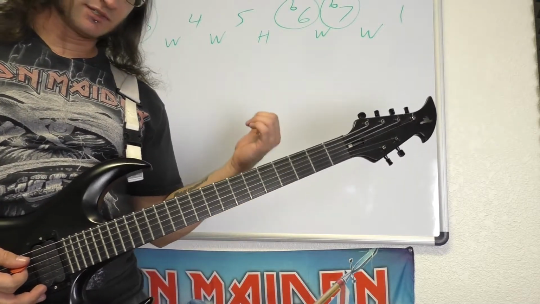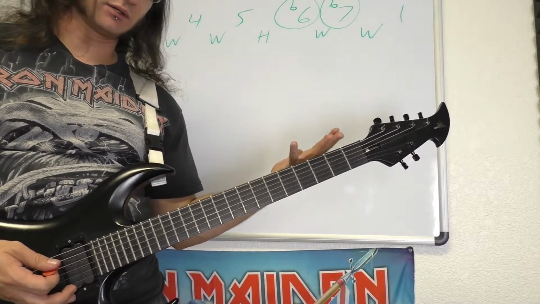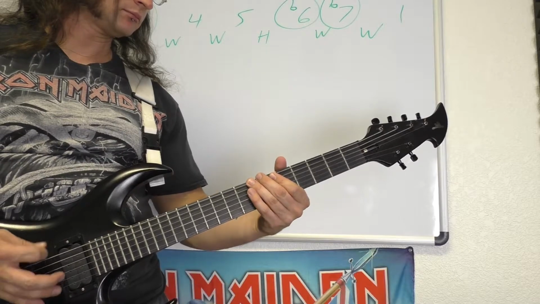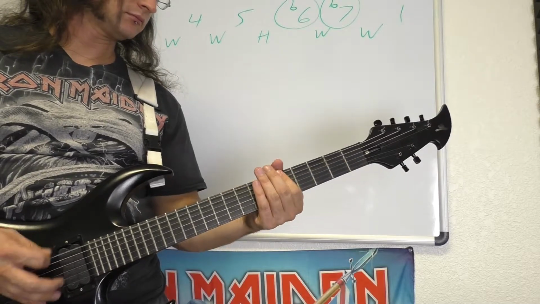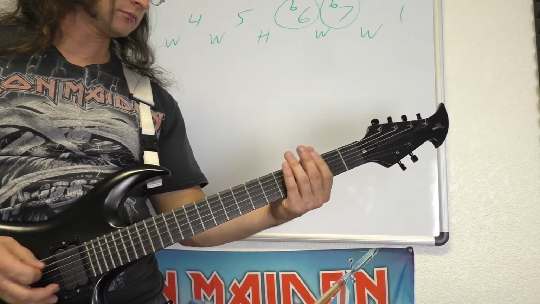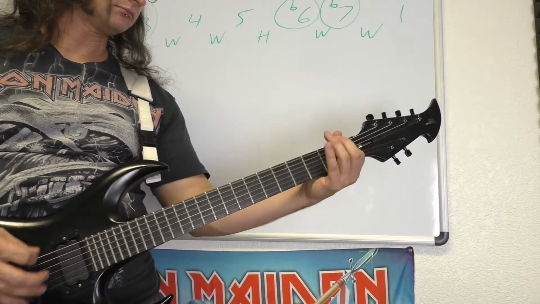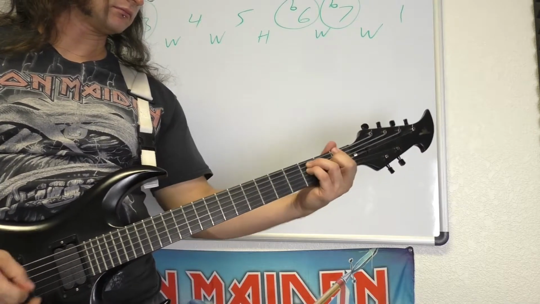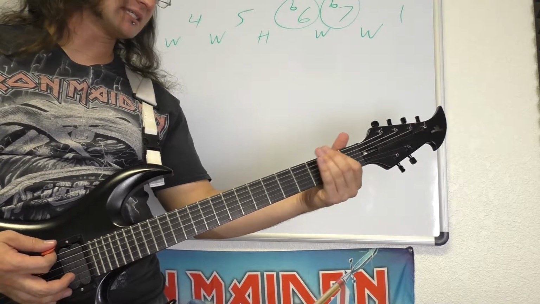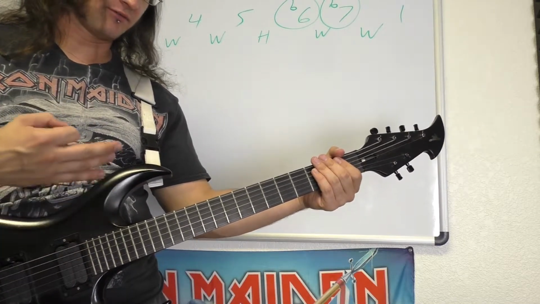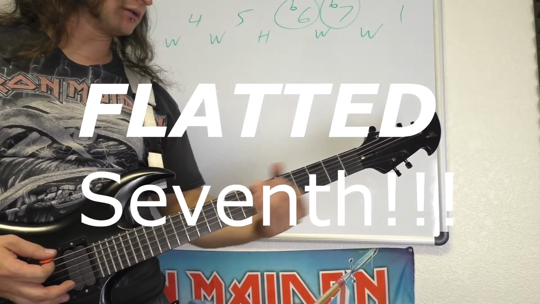When you start to add in some of these flatted intervals, then it becomes more Phrygian sounding. All I did there was add in the flatted third and the flatted second to give it that Phrygian sound. Now I'm going to make sure to use the flatted 6th and 7th interval as well.